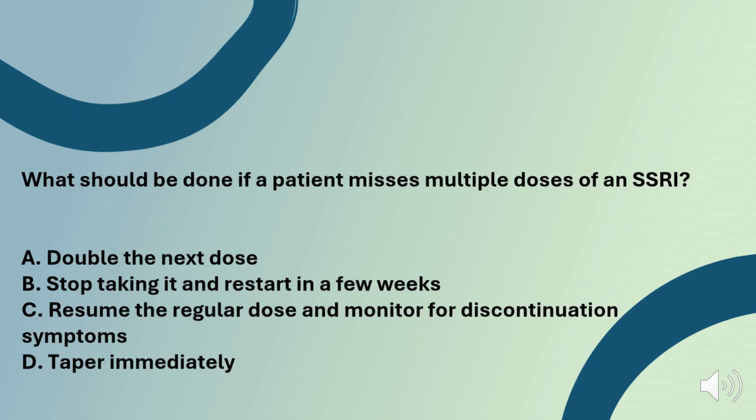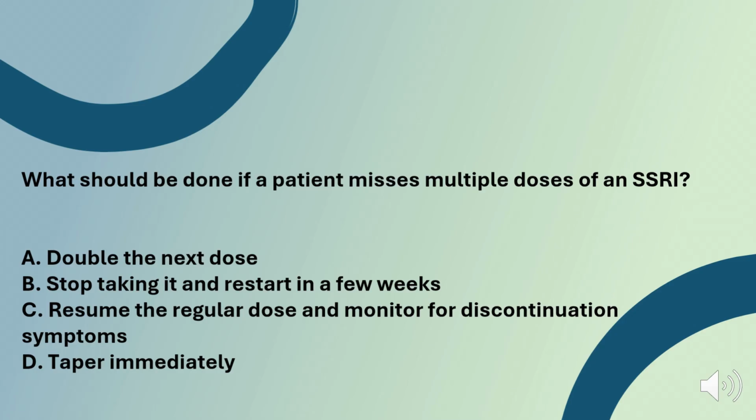What should be done if a patient misses multiple doses of an SSRI? A, double the next dose. B, stop taking it and restart it in a few weeks. C, resume the regular dose and monitor for discontinuation symptoms. D, taper immediately. So if you have a patient that misses multiple doses of an SSRI, what do you have them do? Do you tell them to double up? Do you tell them to stop taking it and restart it in a few weeks? Do you start tapering it immediately?